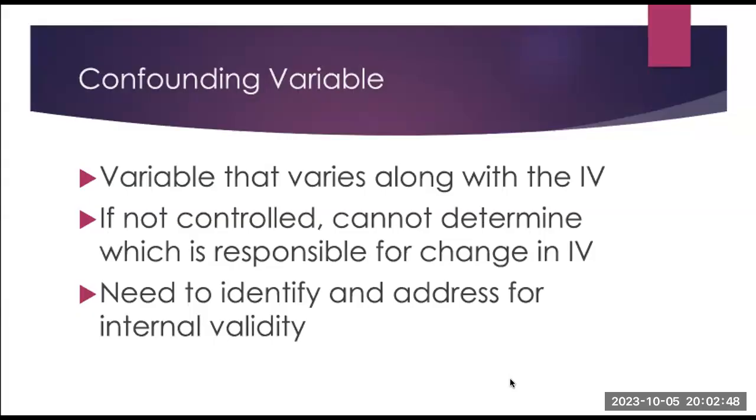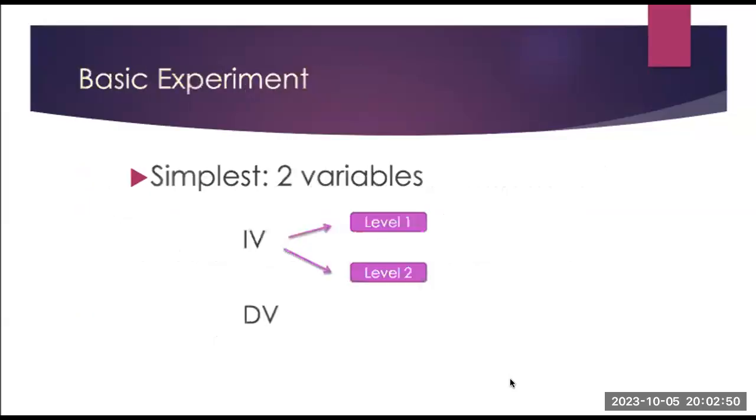Let's talk about different experimental designs now. So the simplest design is a basic experiment, right? We have two variables. You have your independent variable. Level 1 would be you don't have the caffeine, for example, and level 2 is you have caffeine, and then you have your dependent variable of cognitive performance. And we'll talk about different ways that you can strengthen the internal validity.